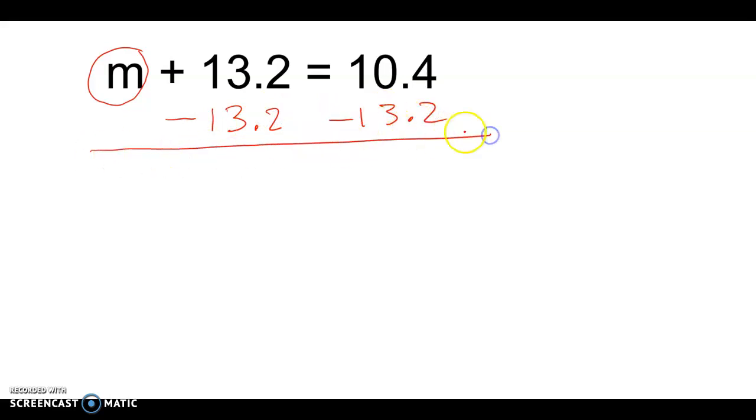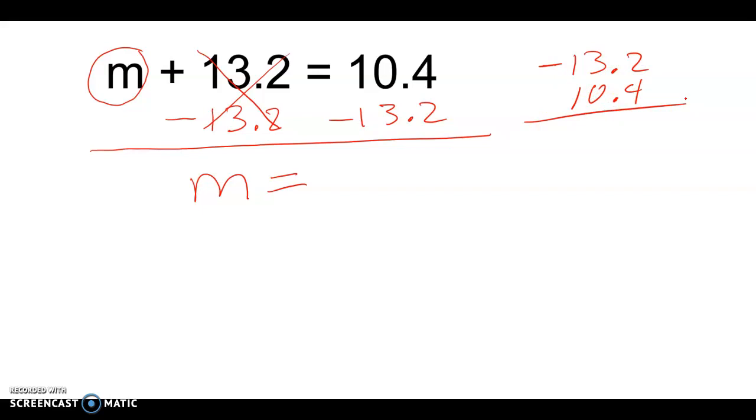Now, if you have a calculator, this one's a lot easier. We get m equals, so on the calculator, you would type in 10.4 minus 13.2. If you don't have a calculator, you've got to rewrite this so that the number with the bigger absolute value goes on top. So you have to go negative 13.2 on top, and then the 10.4 underneath.